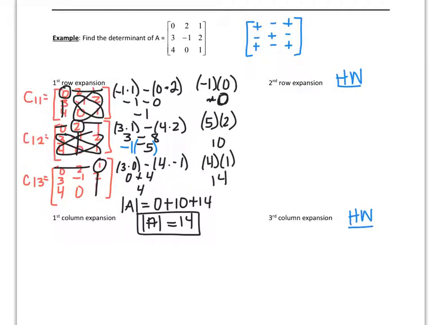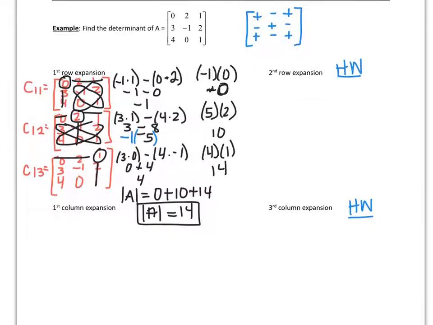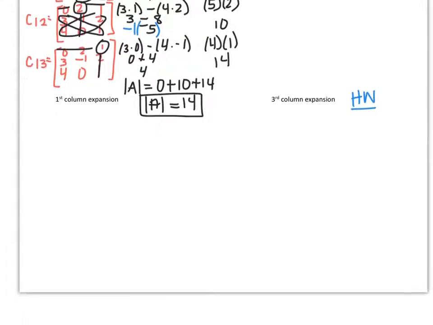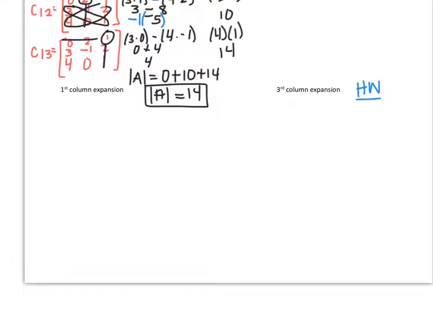Okay, so now I'm going to try the same thing, except now I'm going to do the first column expansion. So again, I want to find C11, then I'm going to find C21 and C31. So I'm just going to rewrite the matrix 3 times.